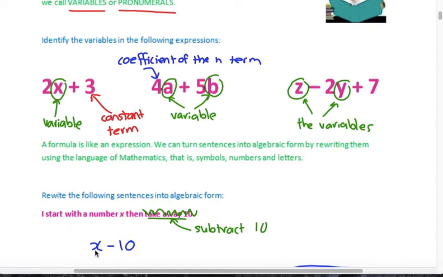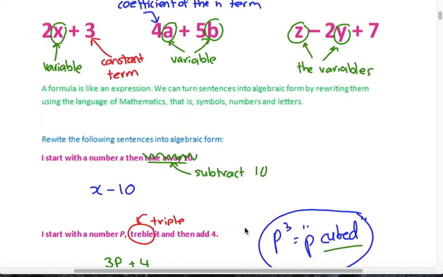So I start with a number and then subtract 10. X minus 10, x subtract 10. You don't write 10 subtract x, because then it would say I subtract x from 10.